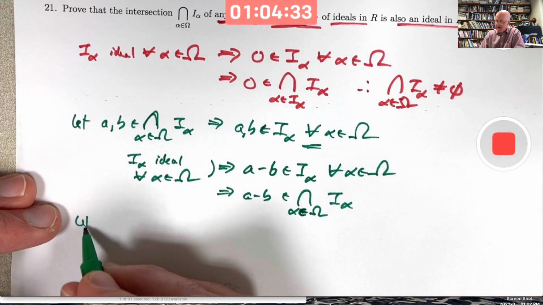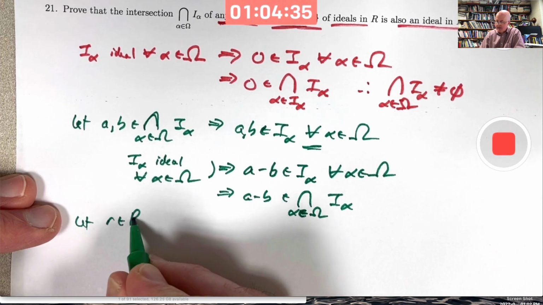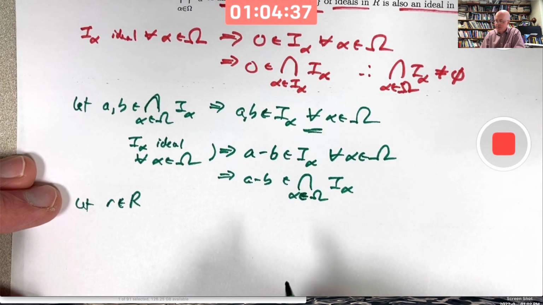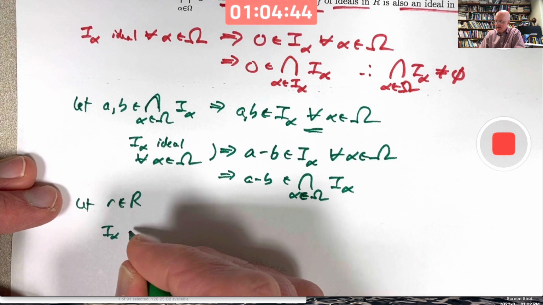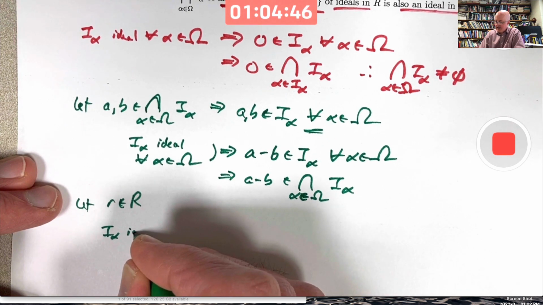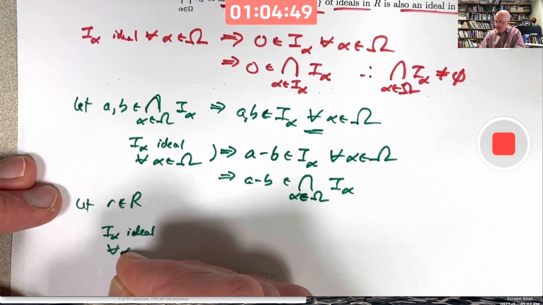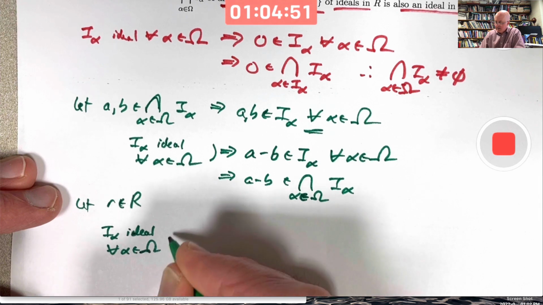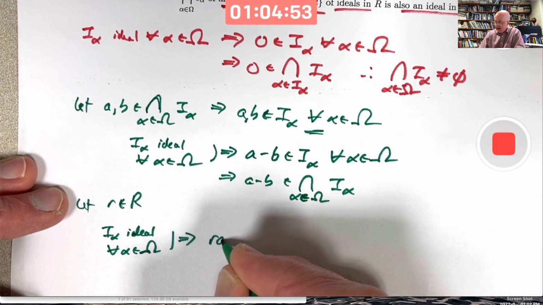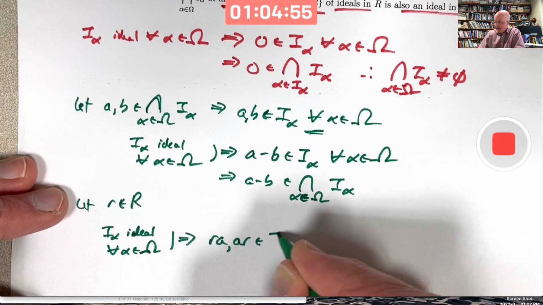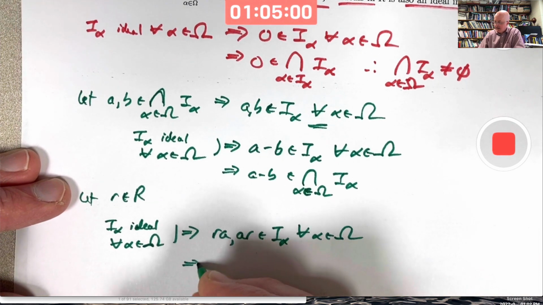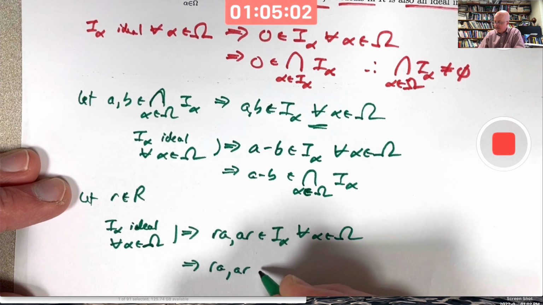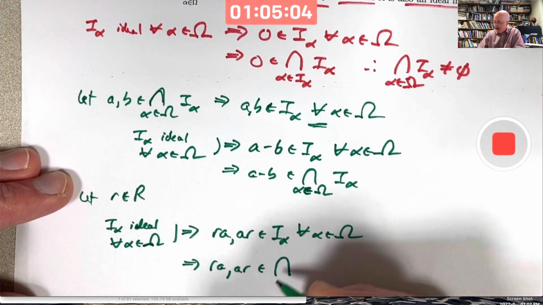And now let little r be a general ring element. We need to show it's closed under multiplication in both directions. Once again, I alpha being an ideal for all alpha in omega is enough to imply that both RA and AR are in each I alpha, which implies that each RA and AR is in the intersection because they are in every I alpha.